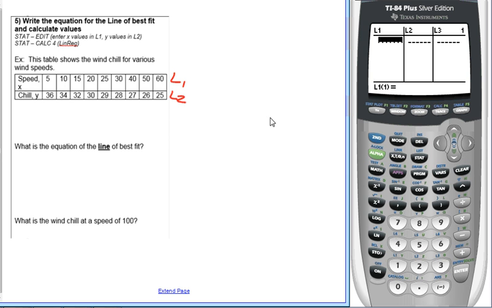So in L1, I'm going to put all the L1s in first. I've got 5, 10, 15, 20, 25, 30, 40, 50, and 60. And then I'm going to scroll over to L2 and put all my Y values in, 36, 34, 32, 30, 29, 28, 27, 26, and 25, and make sure they're equal. Make sure you don't have more in L1 than you have in L2.